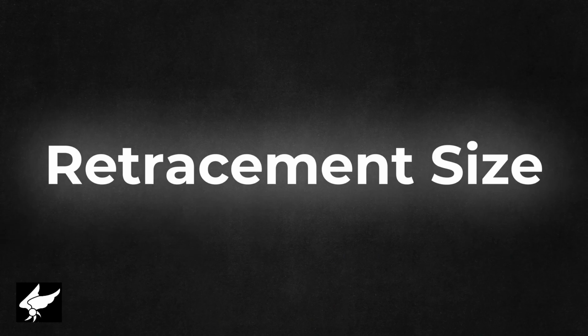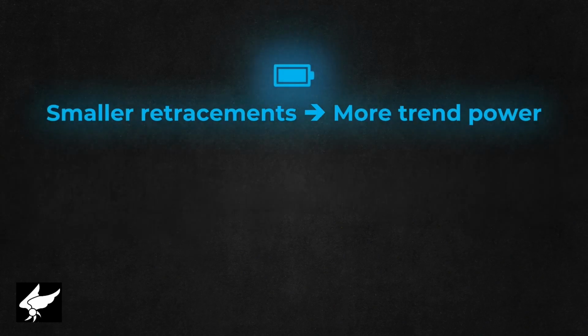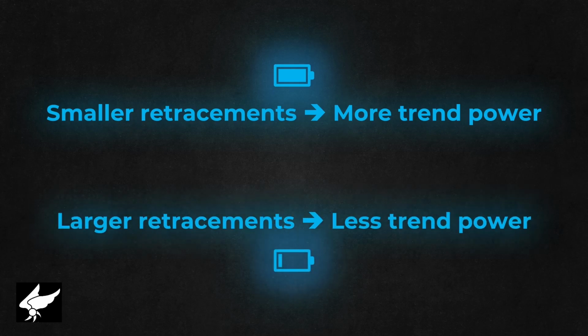Another way of assessing the strength of a trend is to analyze the size of retracements. If the retracement size is decreasing, it means that the dominant market player is becoming more powerful, and therefore, the trend will pick up speed. If the size of retracements increases, it means that the dominant market player is becoming less powerful, and therefore the trend will slow down.